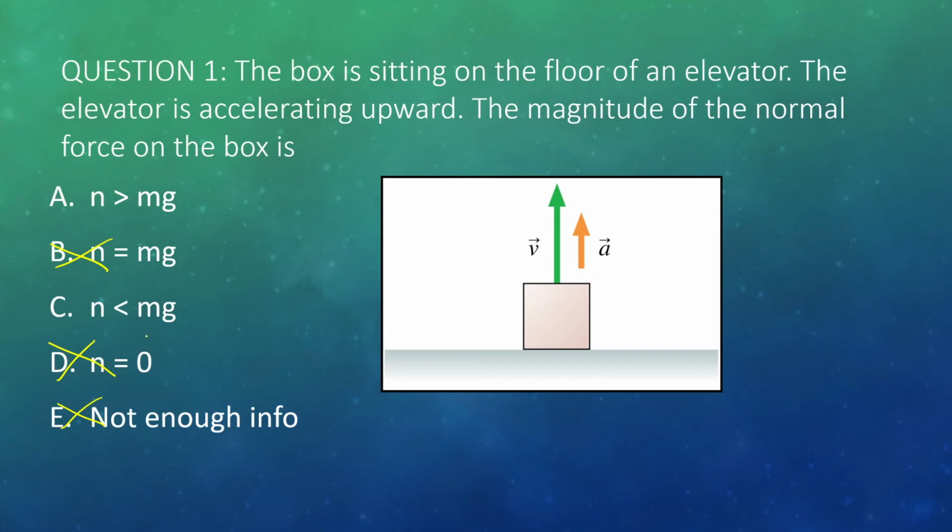We know that there is a net upward force, which means the force that's pointing upward has to be larger. So when you draw a free body diagram of this, you have normal force pointing up, weight pointing down. So we know the normal force must be larger than the weight. Because we are accelerating upward, the upward force is bigger.